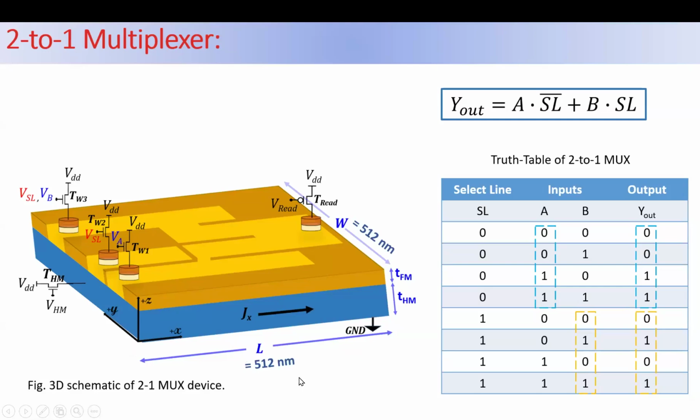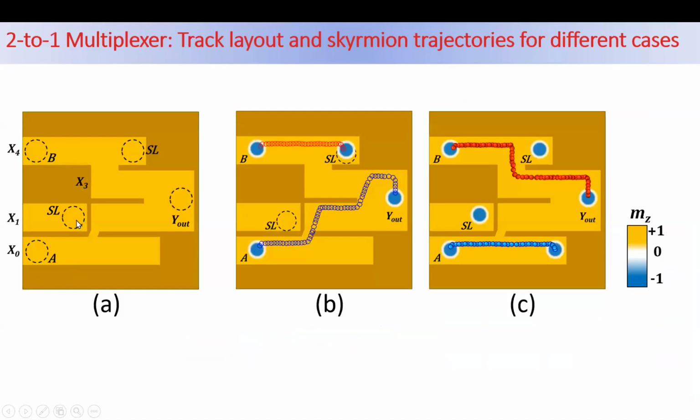The device dimensions are 512 nanometers in length and width. This figure A shows the track design of my device. This X0 track is for input A, the X1 track is for the select line, and the X4 track accommodates input B and also the select line. And this is the position where we collect the output.